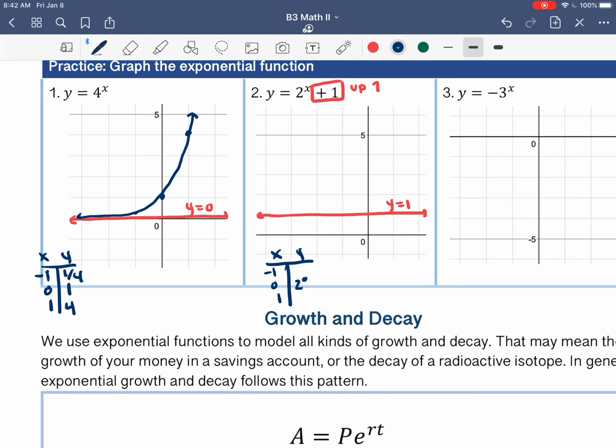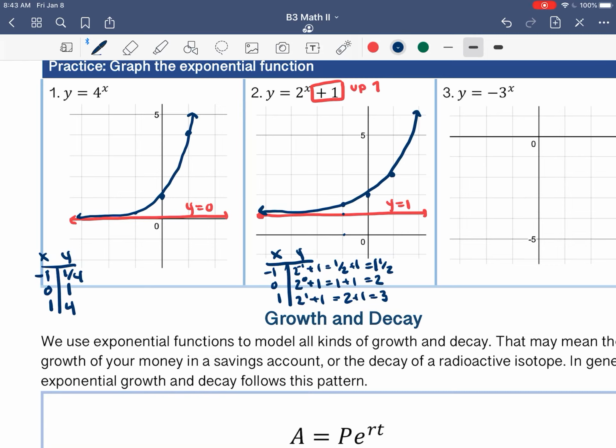So at 0 it's 2 to the 0 power plus 1, which is 1 plus 1, which is 2. 2 to the first power plus 1 is 2 plus 1, which is 3. And then 2 to the negative first power is 1/2, plus 1 is 1.5. So at -1 I'll go up 1.5. At 0 I'll go to 2. And at 1 I'll go up to 3. Which makes this lovely curve. There we are.